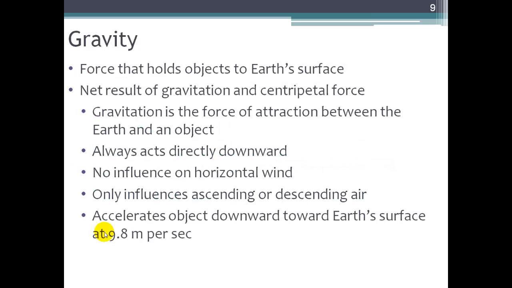Another force affecting winds is gravity, and gravity, of course, is the force that holds objects to the Earth's surface. So remember that we have a general decrease of air pressure as we move upwards in the atmosphere. And I mentioned earlier there's a vertical pressure gradient with higher pressure at the Earth's surface and lower pressure higher up. So the tendency is for the Earth's atmosphere to just, all the winds to move up, right, to blow straight up. But that doesn't happen because gravity at the same time is pulling everything closer to the Earth's surface.